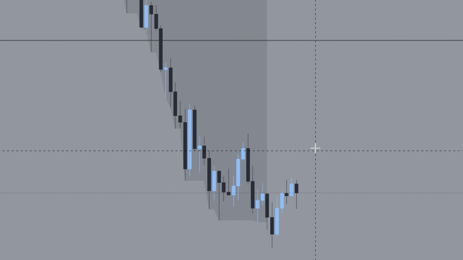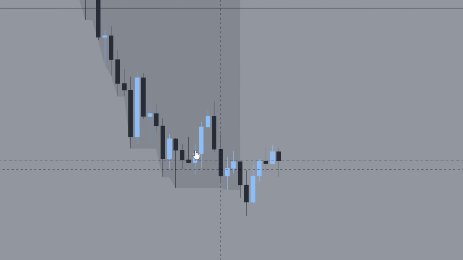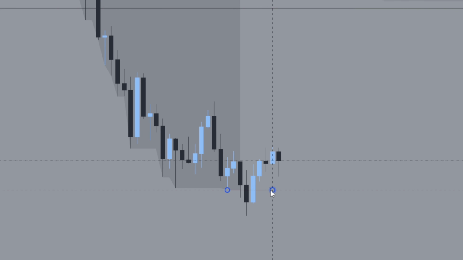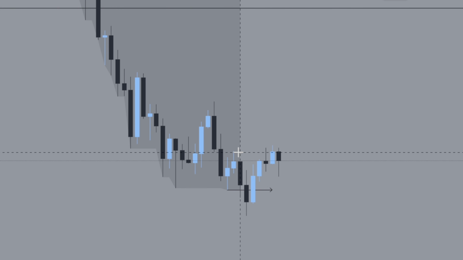All right, so beautiful. We already got the setup we're looking for, right? It broke structure to the downside. I'm just going to mark it out real quick for you guys. And then it broke structure to the upside, just slightly. I mean, it's just getting there, but we're going to let it play out a little bit more.